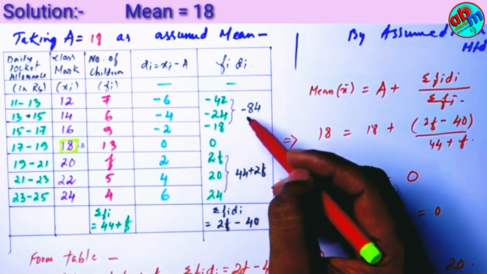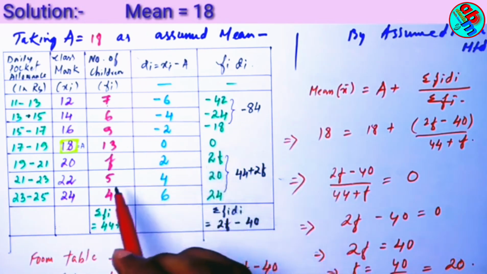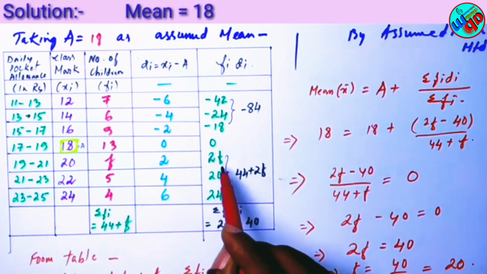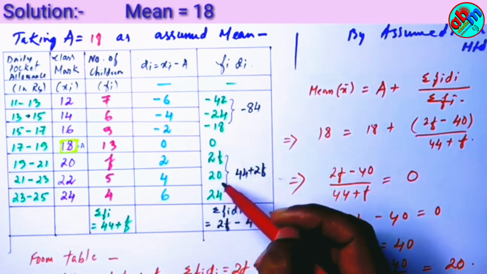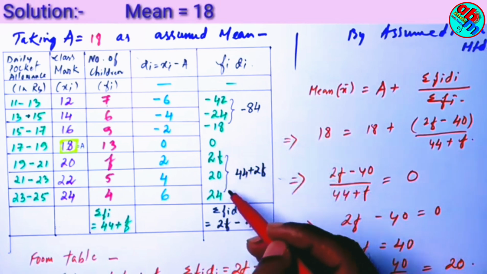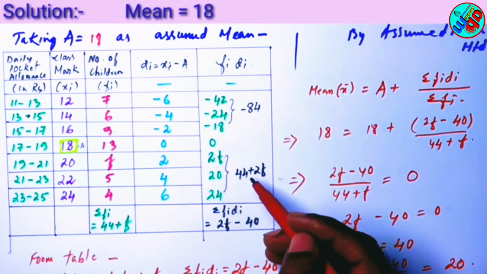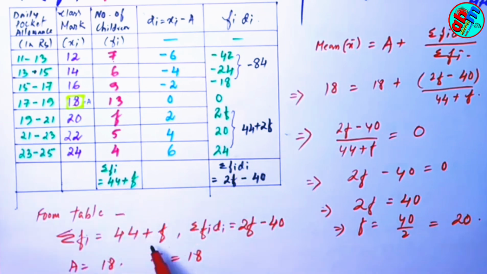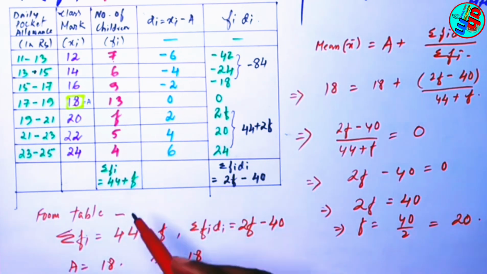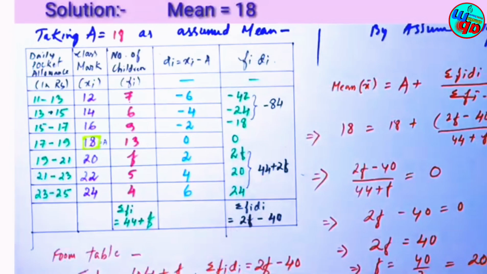So we calculate this total as minus 84. F into 2 is 2F, 5 into 4 is 20, 4 into 6 is 24. We group it into two parts, first the negative part and second the positive part. So this is minus 84, and here we have 44 plus 2F, and the total summation fidi is 2F minus 40. From the table we have summation fi as 44 plus F, fidi as 2F minus 40, and the A value we have is 18 here. X bar is the mean, 18.